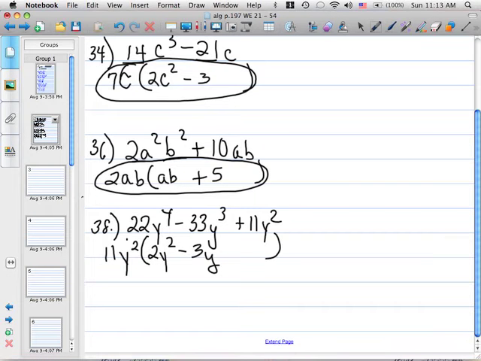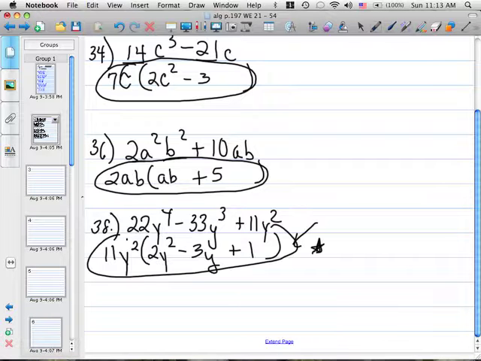36, 2a squared b squared plus 10ab. Greatest common factor of 2 and 10 is 2. They both have a's, and the smallest power is to the first. And they both have b's, and the smallest power is the b.